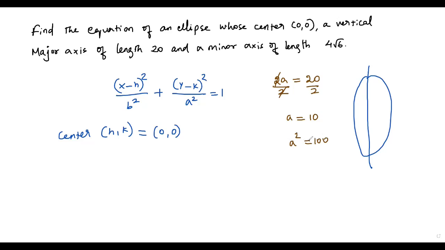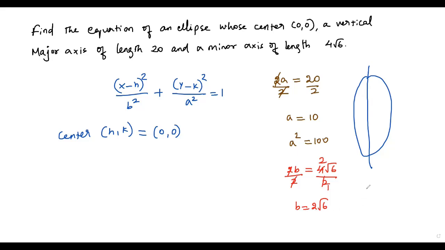Okay, we know the formula for the length of the minor axis is 2b. 2b represents the length of the minor axis, and the question says the length of the minor axis is 4 times the square root of 6. So 2b equals 4 times the square root of 6. Now we have to find the value of b square. I divide both sides by 2, so this 2 will cancel. 2 goes into 2 one time, 2 goes into 4 twice. So I get b is equal to 2 times the square root of 6.